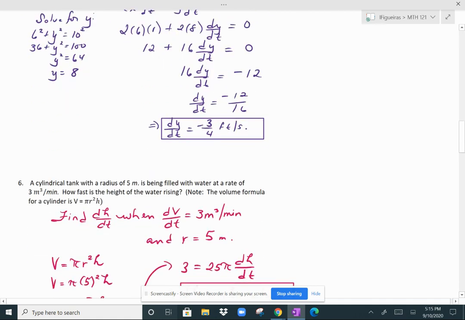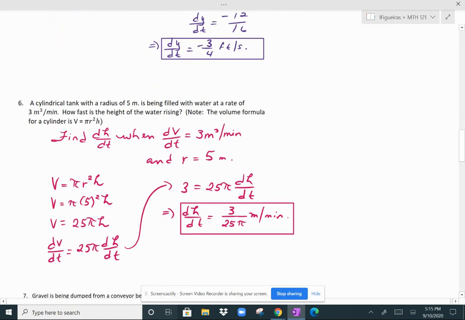Okay, here's another one. This one says a cylindrical tank with a radius of 5 meters is being filled with water at a rate of 3 meters cubed per minute. How fast is the height of the water rising? And so here's the formula for a cylindrical tank. So remember, they look something like this. So water is getting poured into this tank, and so the height of the water is rising.